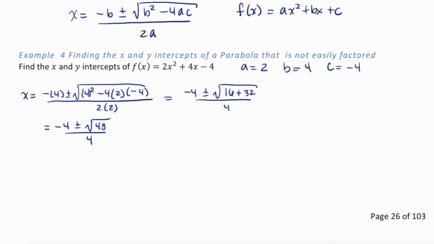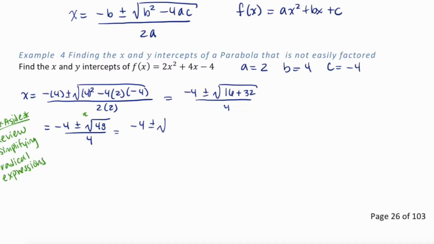Now we need to simplify the square root of 48. If you're at all rusty on this, as an aside, you'll need to review simplifying radical expressions. Let's keep going. This is -4 plus or minus the square root.